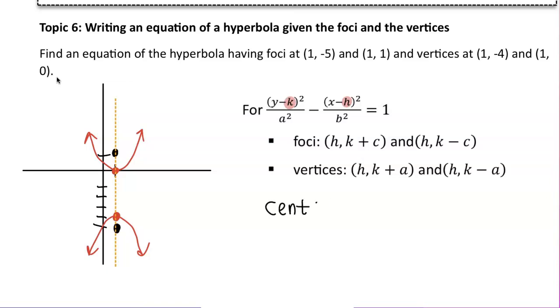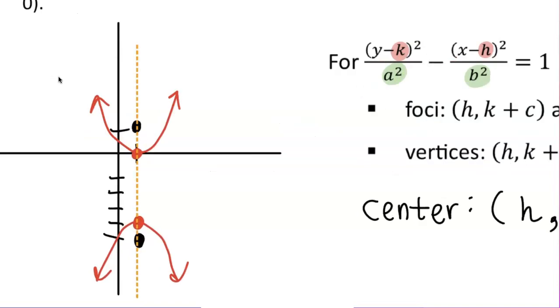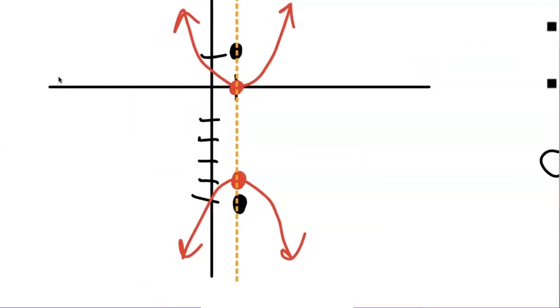That will be the h and k. And we also need to find these two denominators. We need to find a squared and b squared. Once we can find all of them, we should be able to write this equation. So let's start with the center first. Where's the center of this hyperbola going to be?